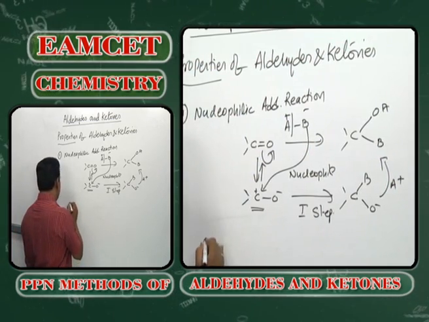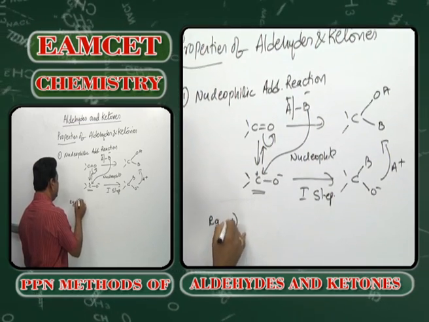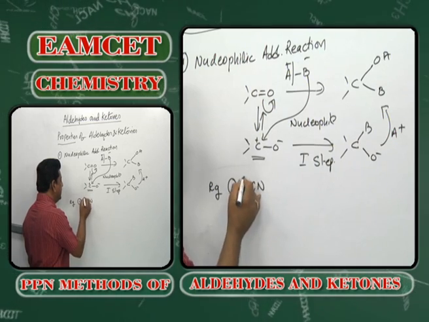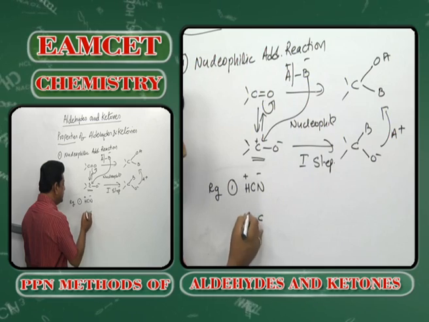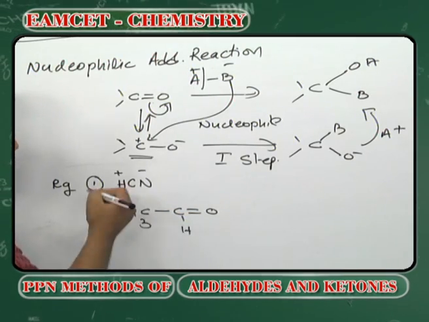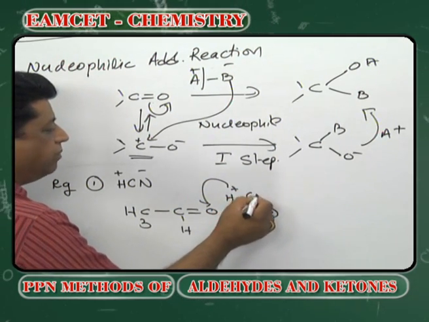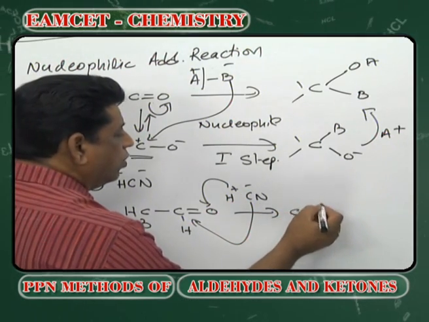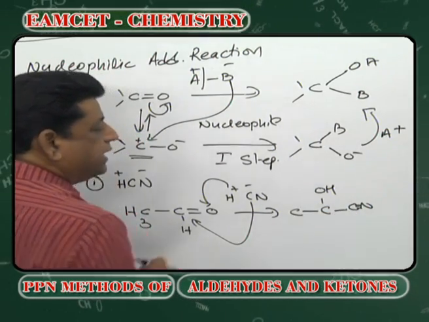Now let us take one simple example for this category: addition of HCN. H is the plus, cyanide is the minus. If you take acetaldehyde, what happens? Acetaldehyde adds HCN. H plus is added on the O and cyanide minus is added on the carbon. So O becomes OH, and a cyanide is added. Cyanide contains a triple bond.